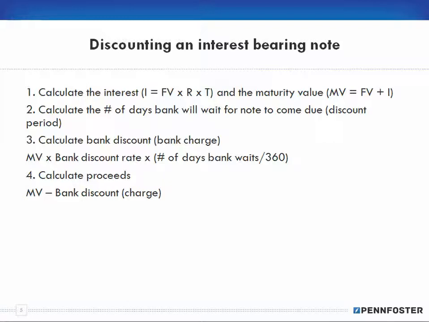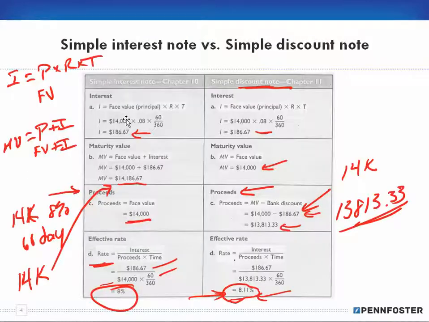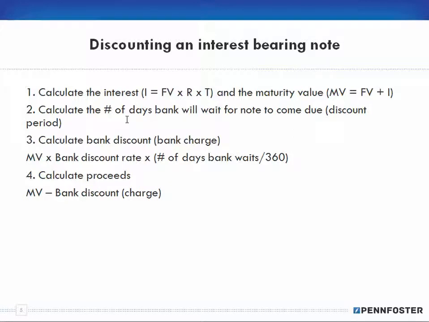Okay. Now, number 2, you calculate the number of days the bank will wait for the note to come due. That's the discount period. So, however many days that is, like in the previous example, that was 60 days. That's the number of days that you're on the note. Number 3, we're going to calculate the bank discount. The maturity value times the bank discount rate times the number of days over 360, over the waiting period. So doesn't that look familiar?